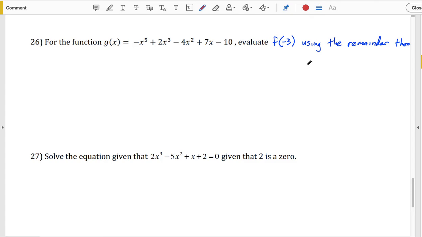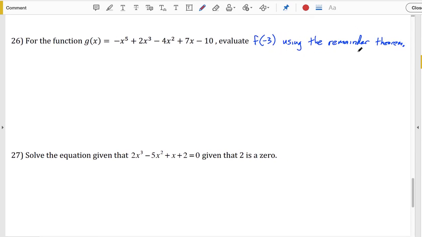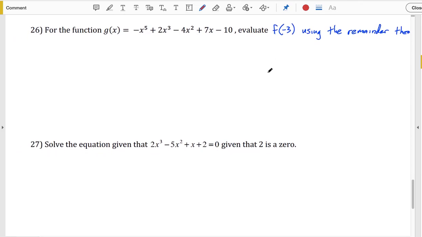All right. The study guide had a typo where it didn't have the rest of the problem here. So here's the rest of the problem. If you haven't done it yet, feel free to try it first, then check your answer. So we're doing g of negative 3 using the remainder theorem for this function g of x. We want g of negative 3 using this function g of x using the remainder theorem.